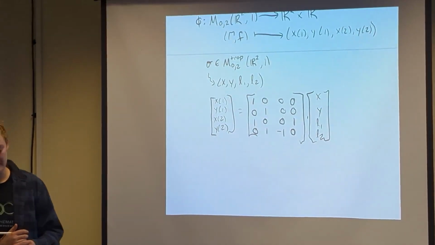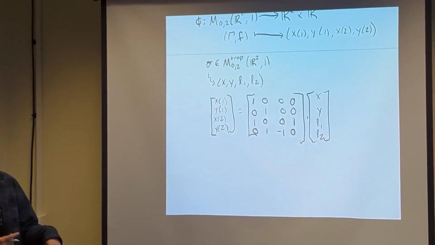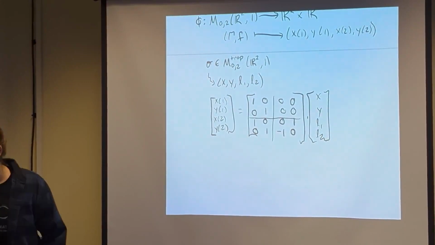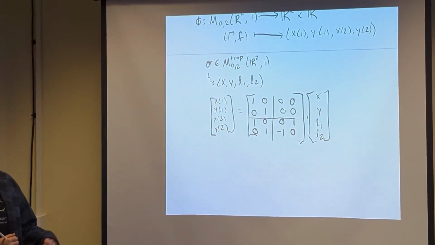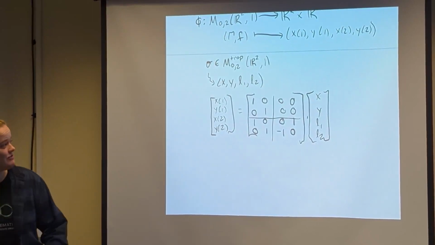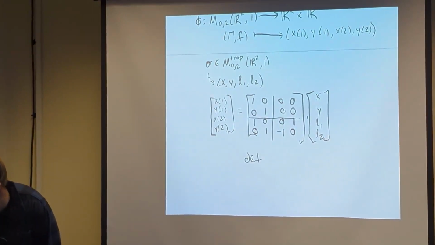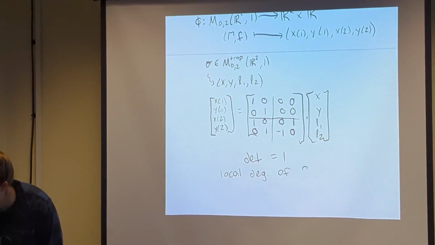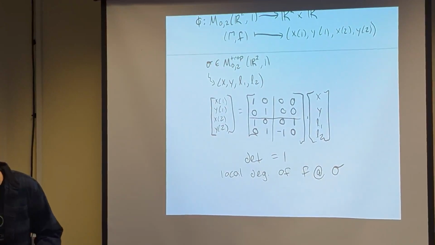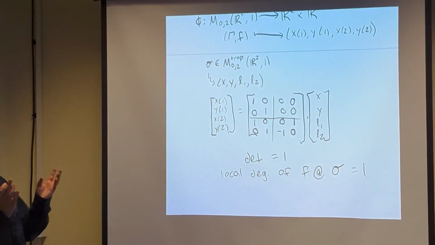So if we take the determinant of it, it'll give us the local degree of f at phi. And the determinant of this matrix, since it's block lower triangular, is the determinant of this times the determinant of that, which is 1. Well, absolute value, we get 1. So we know that the local degree of f at our sigma is equal to 1.